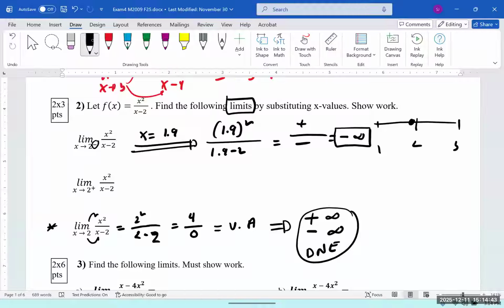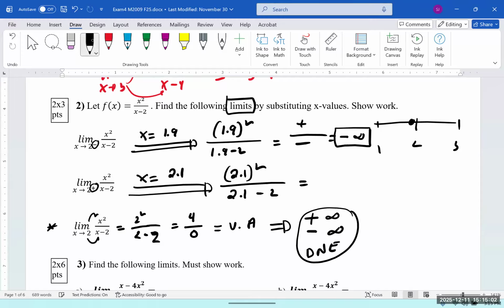You do the same thing on the right side. You pick a number from the right side. What number we have on the right of 2? 2.1. So let's see what do we get. 2.1 square divided by 2.1 minus 2. So what sign do you have on the top?